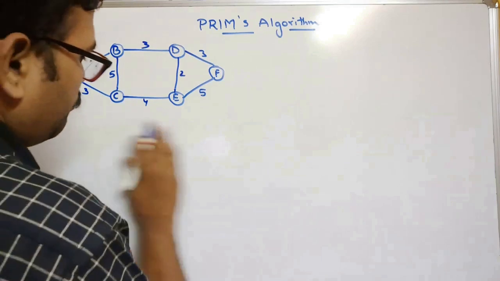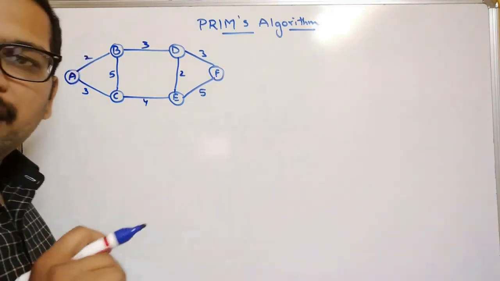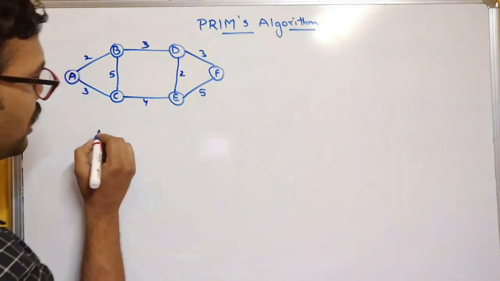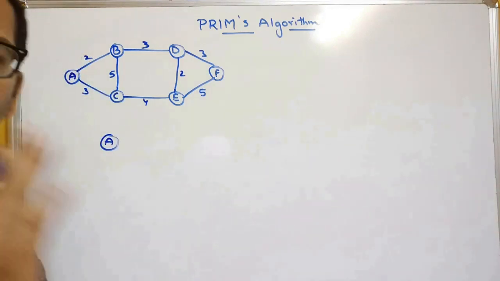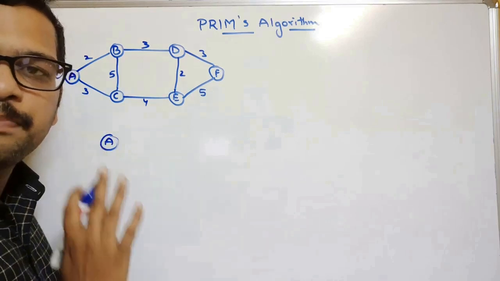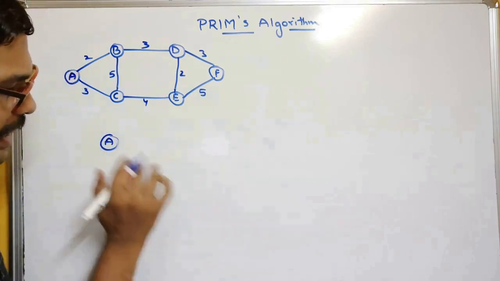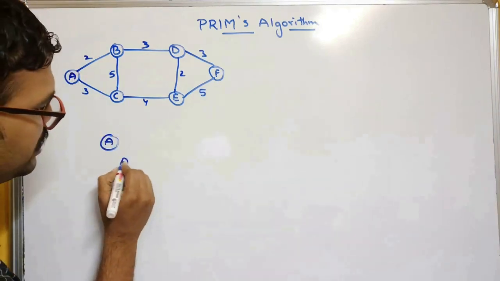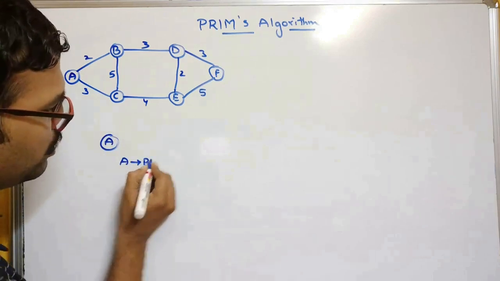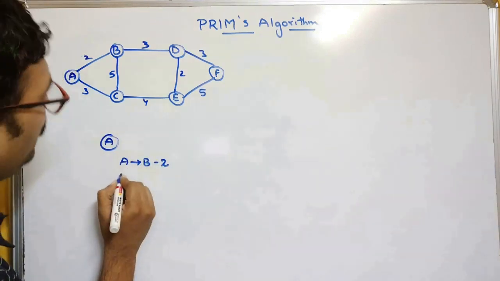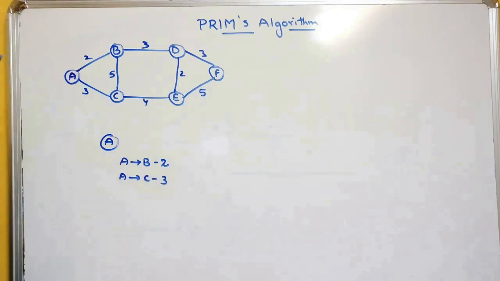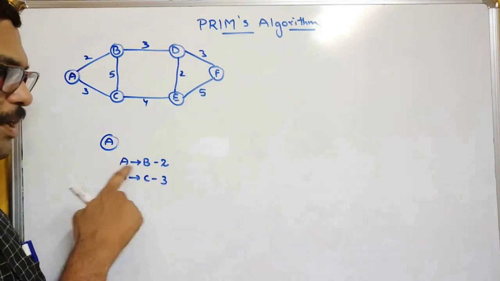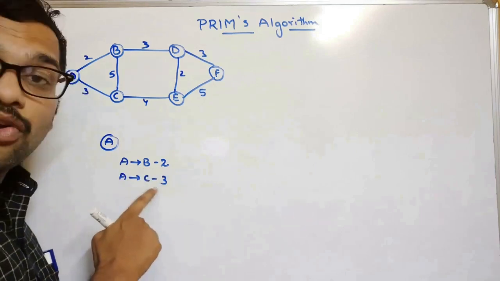So what we have to do, first consider any vertex. So I will consider A. I will start with A. So this is A. So I have included this one in the spanning tree. Now consider all the edges from A. So you can see A to B with a cost of 2 and A to C with a cost of 3. Right? A to B with cost 2, A to C with cost 3.